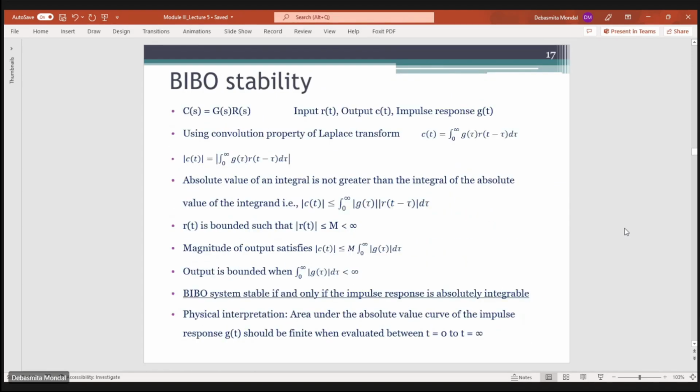Just one thing. If you have a bounded input bounded output (BIBO) stable system, the impulse response should be absolutely integrable. If the impulse response of your BIBO system is absolutely integrable, then you can say that the system is stable.